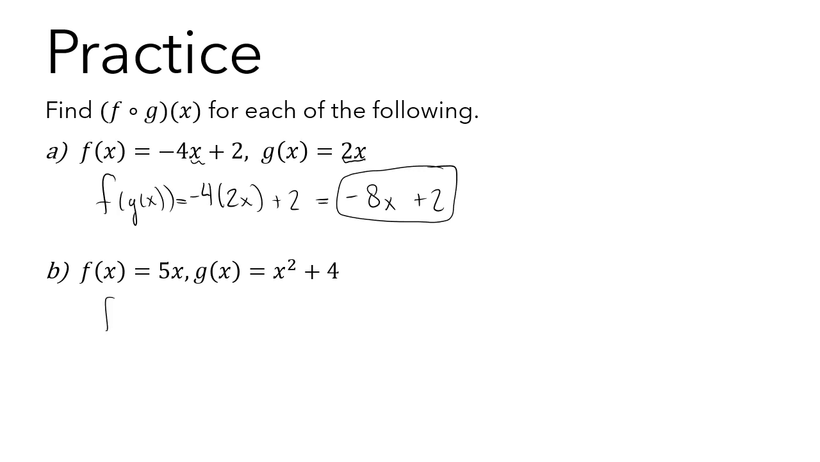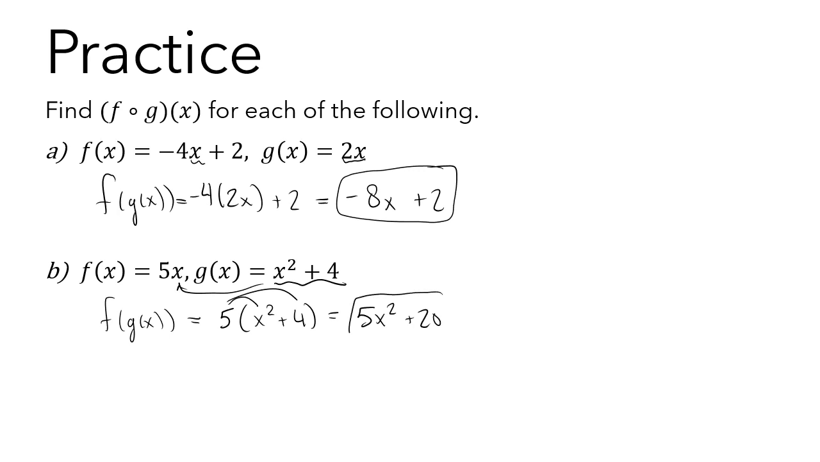Let's try this next one. F of g of x, I put g of x in for x here, and so I get 5 times x squared plus 4. Distribute the 5 to both terms, and that simplifies to 5x squared plus 20. And that's my answer. And that's it for this lesson.